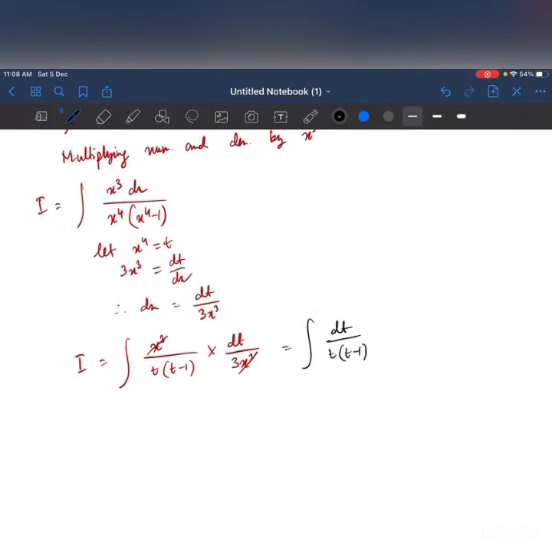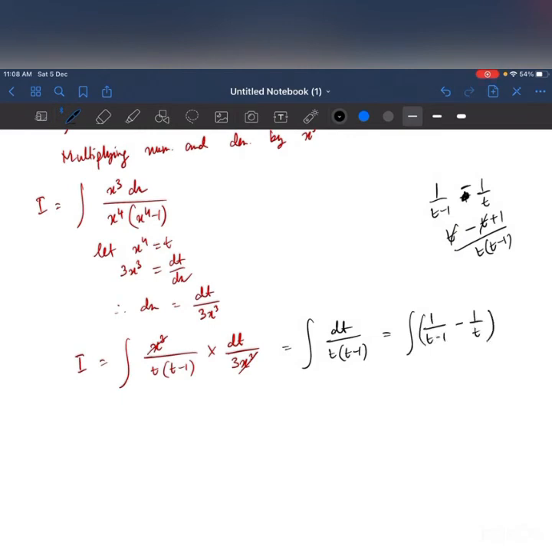Now if I simplify this one, I don't have to do partial fraction. It can be easily done. You see, 1 by t minus 1 minus 1 by t, if you do the LCM, gives t minus t plus 1 divided by t into t minus 1. The t gets cancelled, and you're getting 1 by t into t minus 1. So in place of that, I will directly write, without doing partial fraction, 1 by t minus 1 minus 1 by t dt.